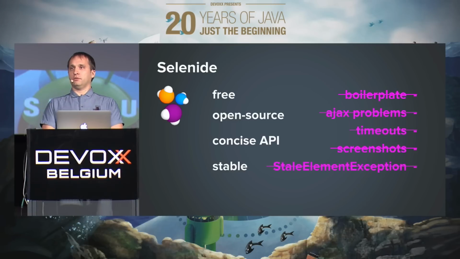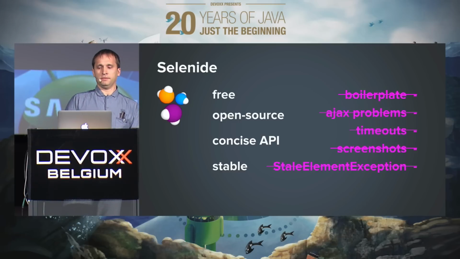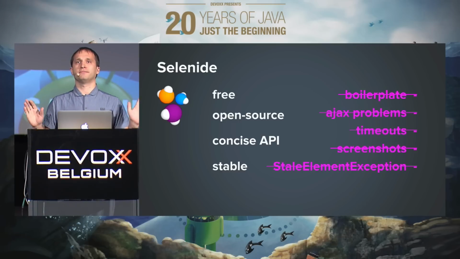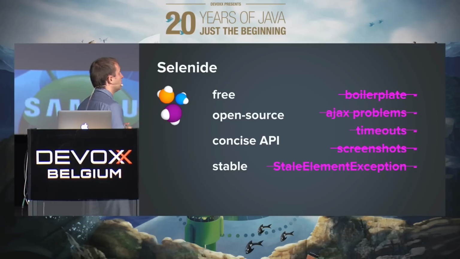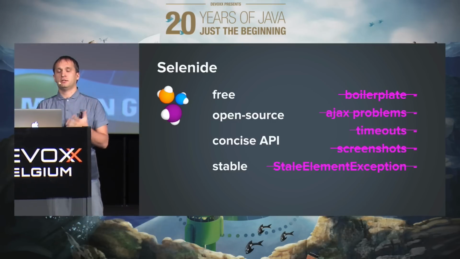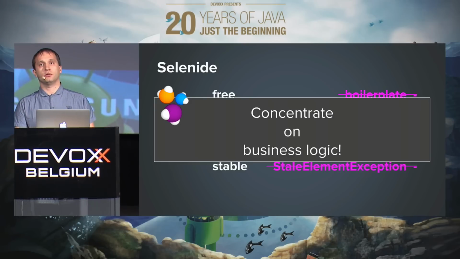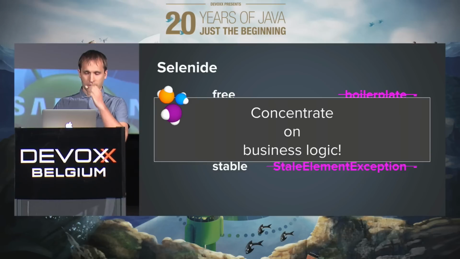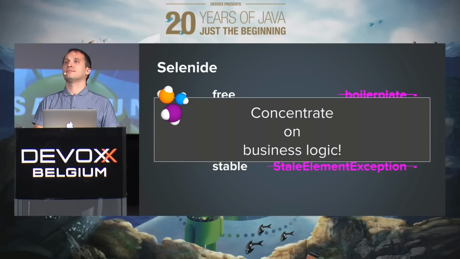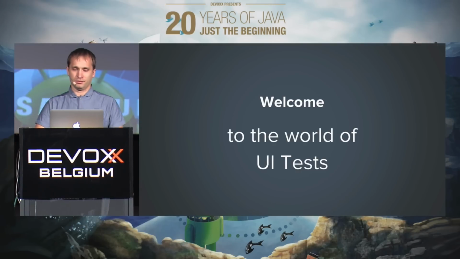In order to understand why a test failed, you need to research screenshots, and it's not easy. It was not easy until today. Now it's easy. Now Selenide resolves all these problems, and you can just start writing tests, and you can concentrate on business logic instead of bothering with browser details, Ajax, timeout problems, and so on. It's cool. Great news. Let's dive deeper. Welcome to the world of UI tests. How it looks like.